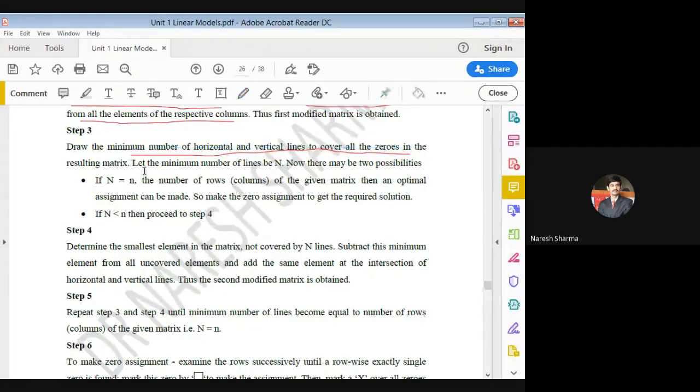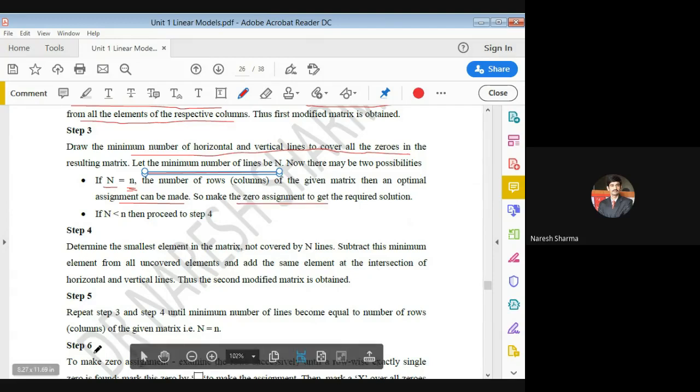So let the minimum number of lines be n. If this n is equal to the number of rows and number of columns, because the number of rows and columns are the same in an assignment problem, of the given matrix, then the optimal assignment can be made. So if the number of lines is equal to the number of rows, or you say number of columns, that means assignment is possible at this stage. So make the zero assignment, and for the zero assignment we need to go for step 6.